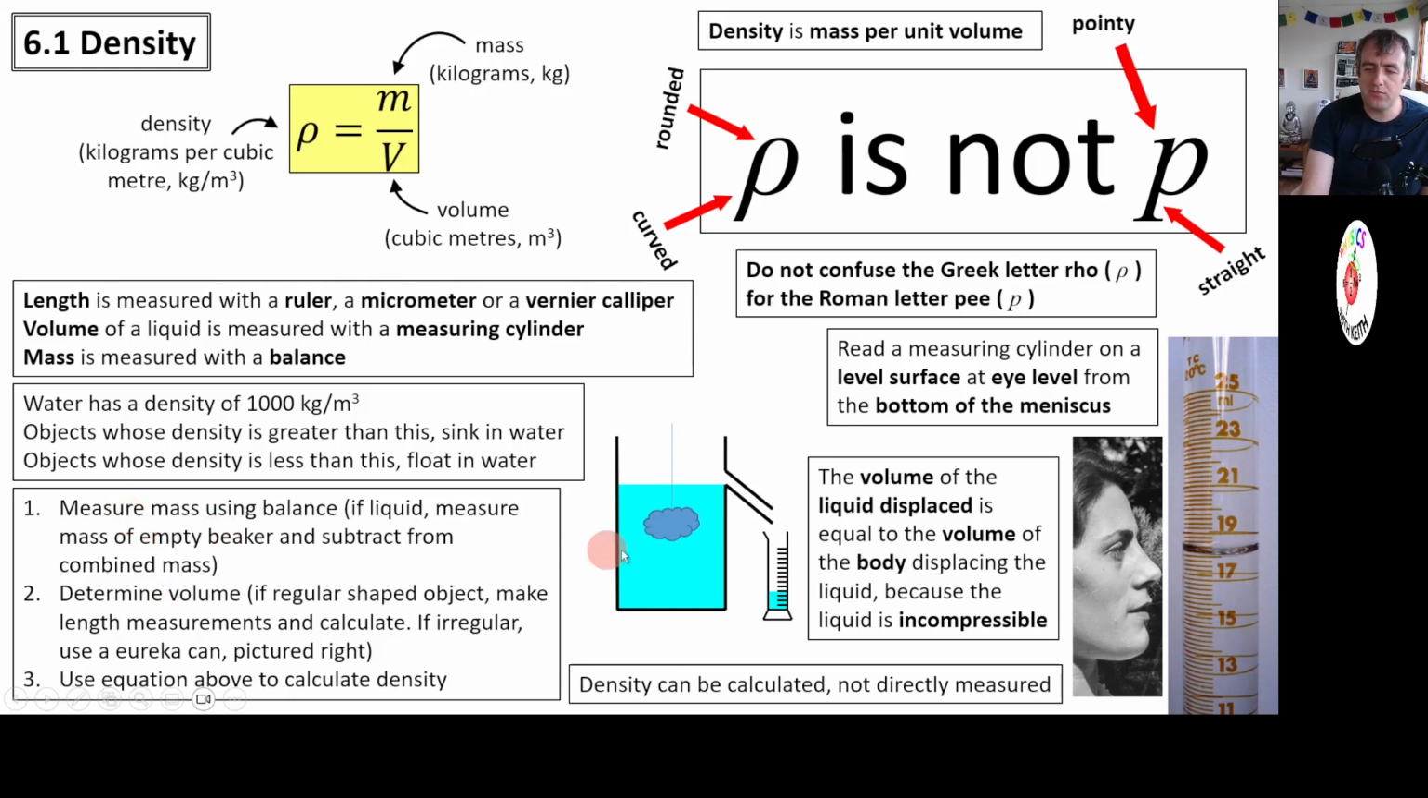Right, mass. How do we measure the density then? I've got some instructions here. Measure mass using a balance. Determine the volume. We've talked about that. And then use the equation. That's it. A couple of things left to say.